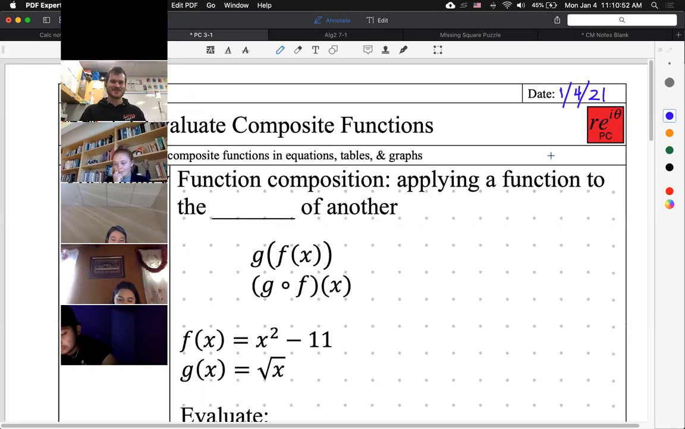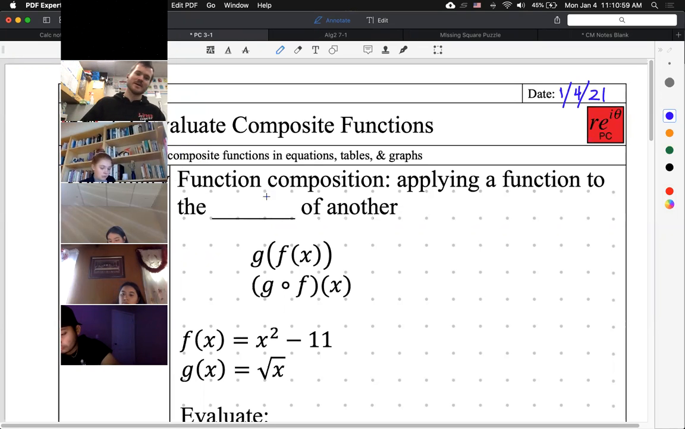There it is. So this word composite functions, what's even going on here? Let me talk about that first. So vocab, function composition. Whenever you compose one function with another, it just means you're applying a function to the output of another function.